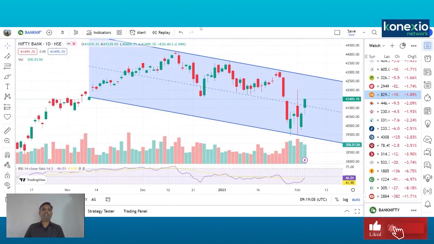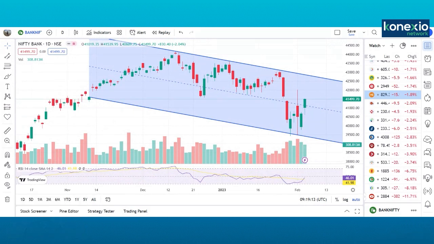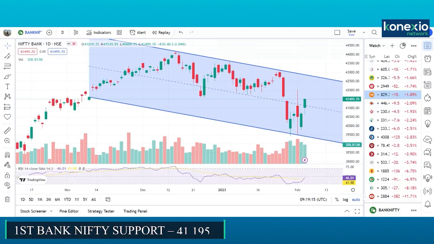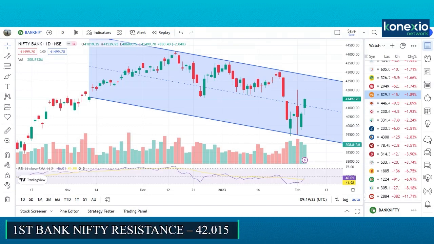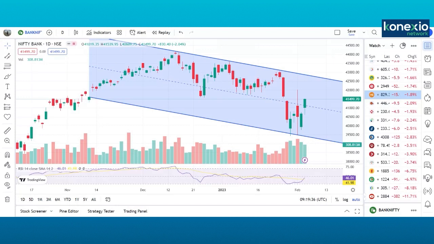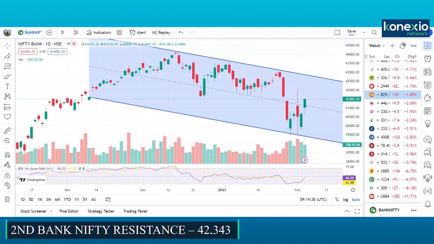So friends, let us discuss the important supports and resistance levels in Bank Nifty for the next week. In Bank Nifty, the first support is placed at 41,195. Second support is placed at 40,977, and third support is placed at 40,148. On the upside, the first resistance is placed at 42,015. If it breaks, then second resistance is around 42,343, and third resistance is around 42,733.